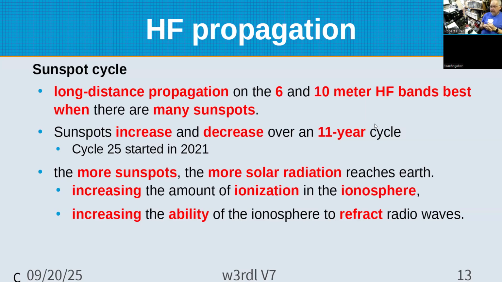Okay, sunspot cycles, we talked about those. The 6 and 10 meter bands are much more active when there's many sunspots. I mentioned that it's an 11-year cycle. So I guess actually we're farther into the cycle than I thought. Cycle 25 started in 2021. I thought it was later than that. But the more sunspots, the more radiation, the more ionization, the more refraction.